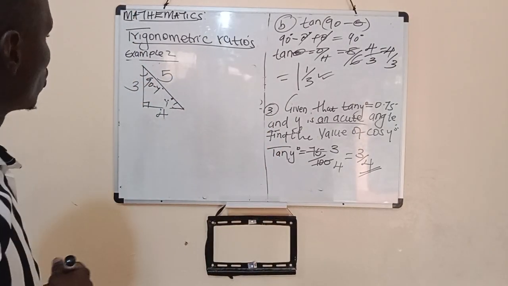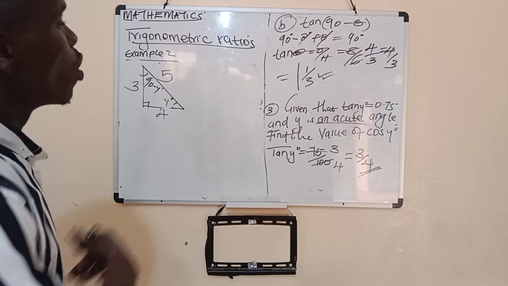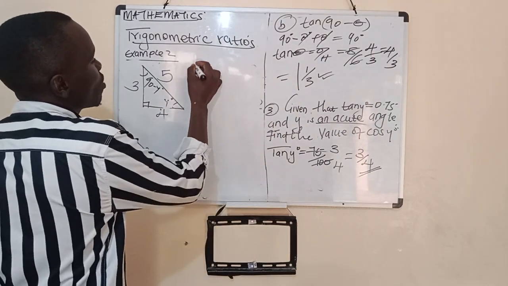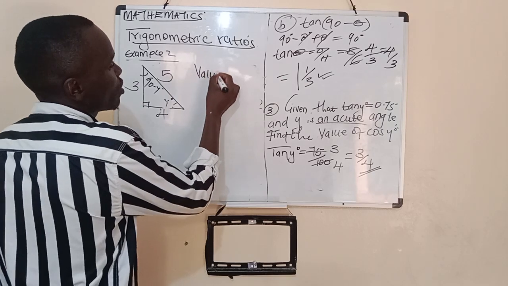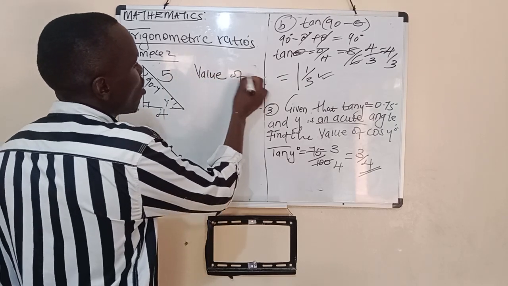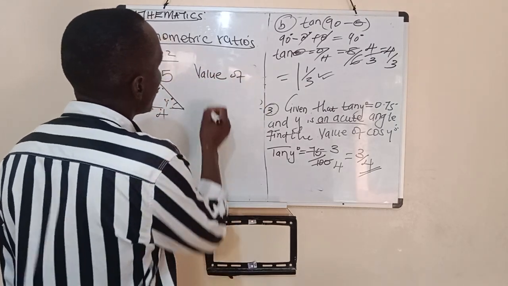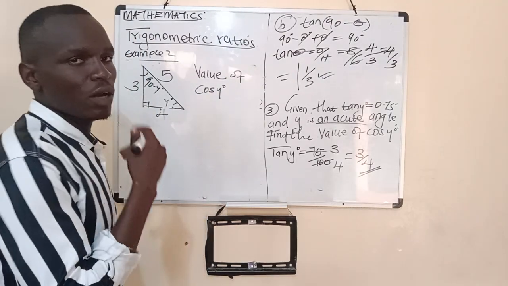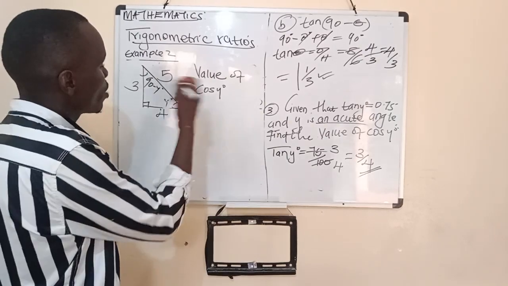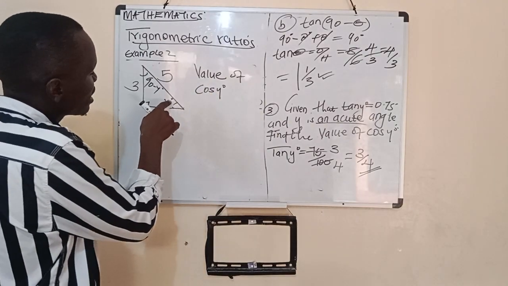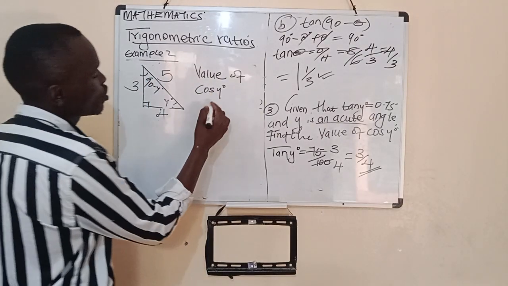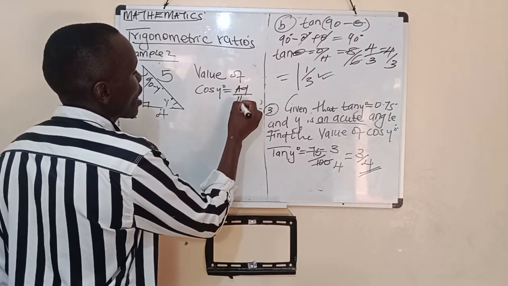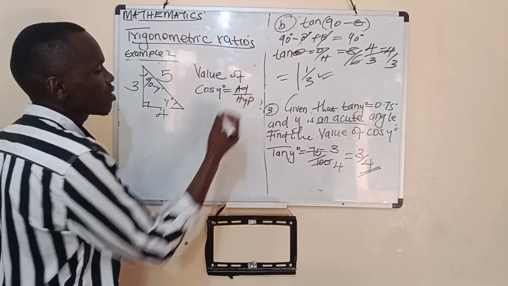Then from there, what do we do? We solve the question. We are talking about the value of cos y degrees. When you talk about cos y degrees, what is cos? Cos is given by adjacent over hypotenuse. So cos y degrees is given by adjacent over hypotenuse.